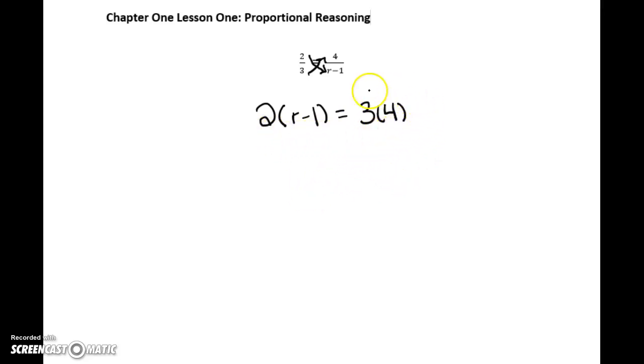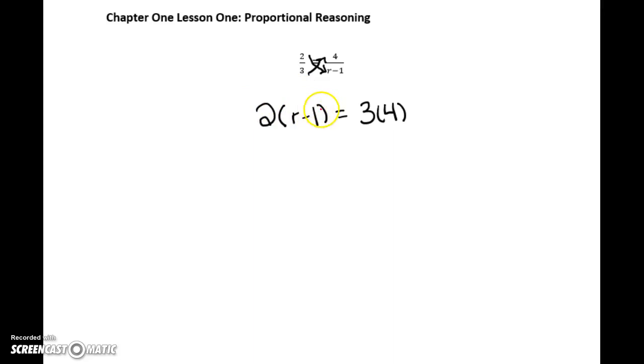Now we've gotten rid of this really gross fraction. We have something that looks a little bit more simple, kind of like what we did in grade 9. We don't know what r is yet, so we're going to simplify each side of the equation. To do that, you first need to simplify this multiplication.